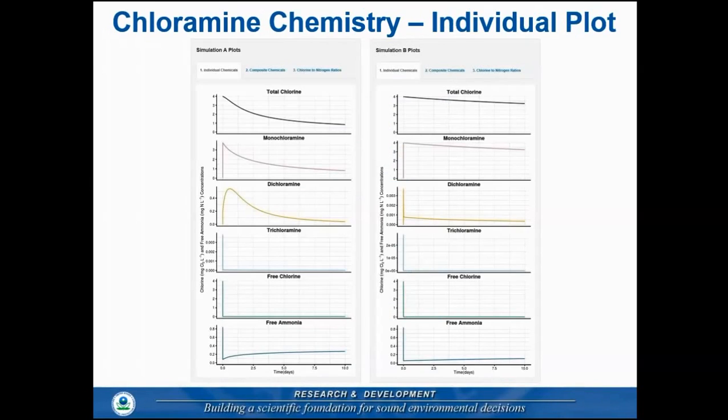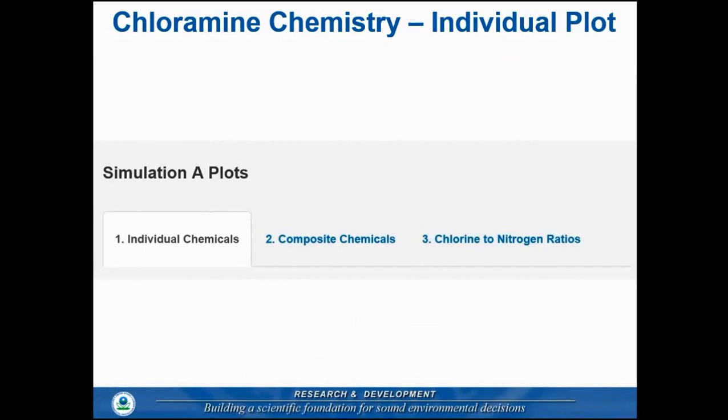So this chart will tell you what are the conditions that were used to generate the plots at the bottom of the application. So in terms of the plots themselves, there are 3 types of plots that I have standard in here. One where we look at all the individual chemicals versus time on their own separate plots. The second one is where you just throw all the chemicals together on one plot. And the third is looking specifically at chlorine to nitrogen ratios over time.